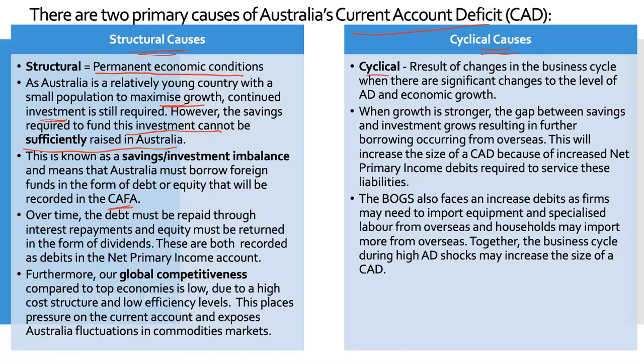Cyclical causes are a result of changes in the business cycle, when there are significant changes in the level of aggregate demand and growth. So these are cyclical because of the business cycle. Hopefully these are things that we can deal with.